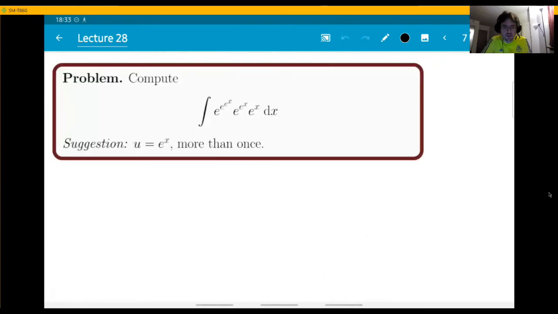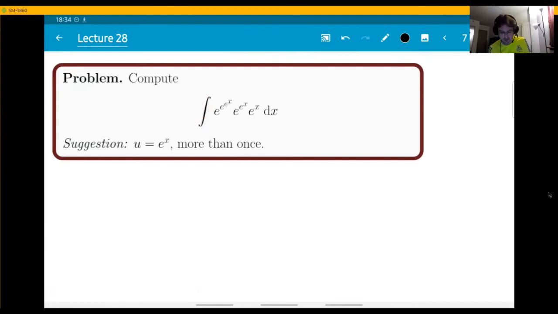Very good. Now this is a u sub problem with indefinite integral. There are no numbers here. Compute this crazy integral. Suggestion, use u equals e to the x more than once. Let's see what this means.